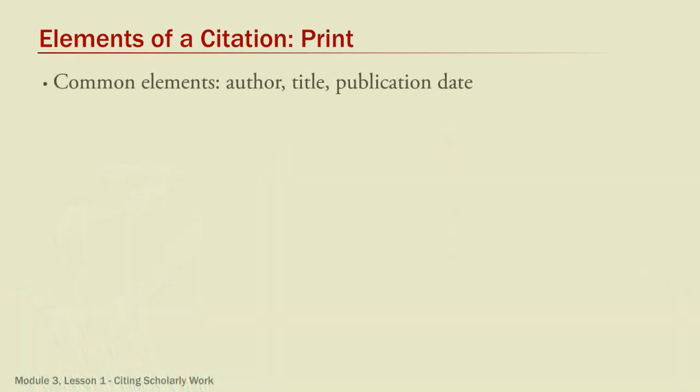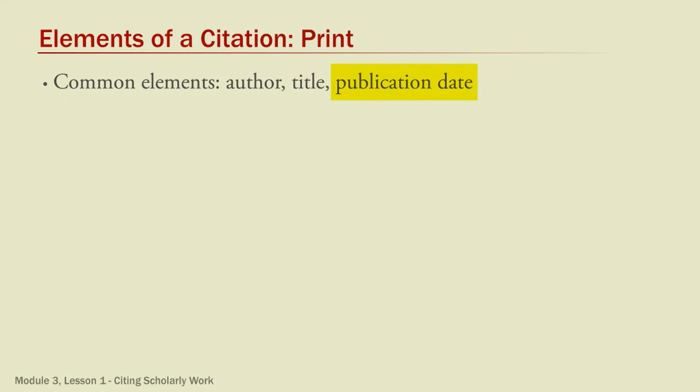Common elements of a citation include the author's name, who wrote the work. Usually this is a person or multiple people, but sometimes the author is an organization or institution. Title. What is the exact title of the work? If it appears within a larger work, like an article in a journal or a chapter in a book, what is the title of the larger work?